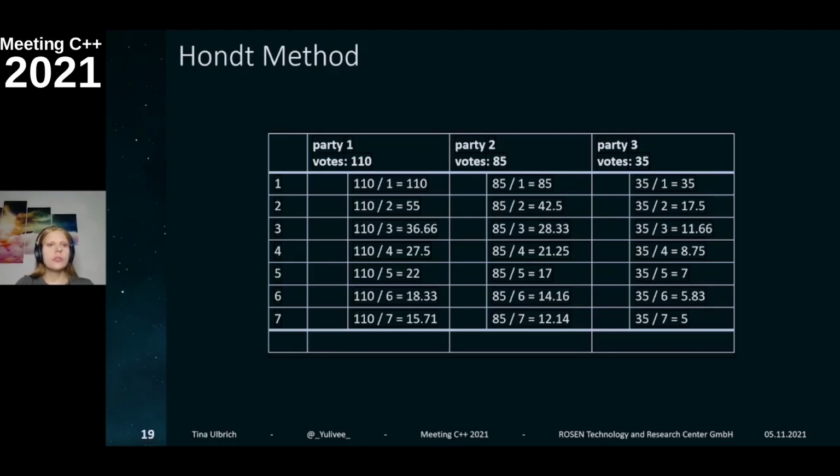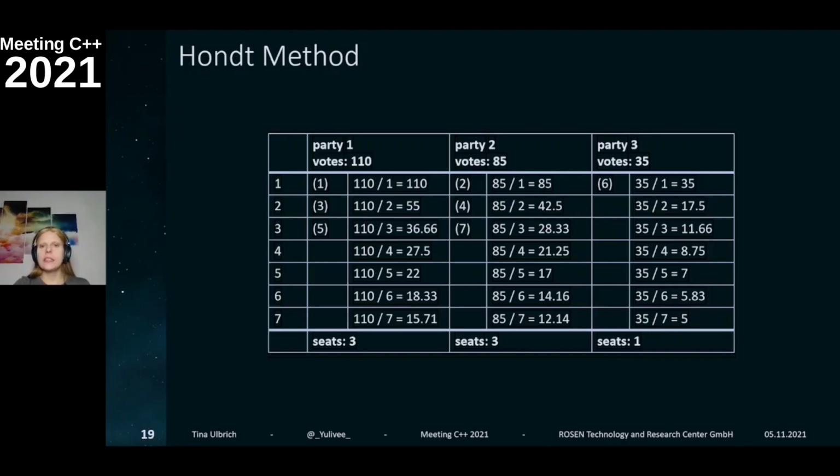Now the next step is to sort the results of the division. So the biggest number is the 110, then we have 85, then we have 55, and so on. And we only have to do this until we filled up all of our seats. And the last part of the algorithm is to count how many seats the party won. So party 1 won 3 seats, party 2 won also 3 seats, and party 3 won 1 seat. So this is the entire algorithm.